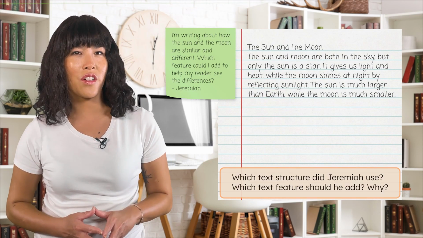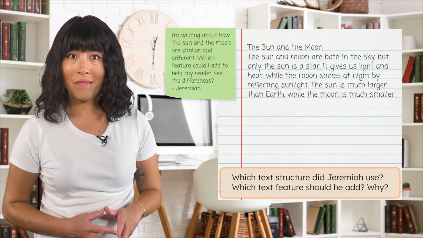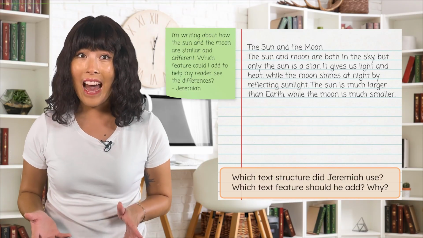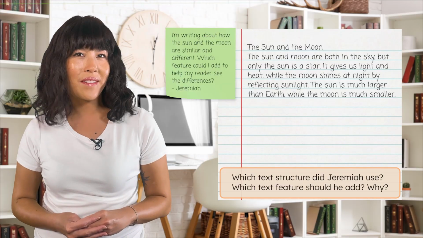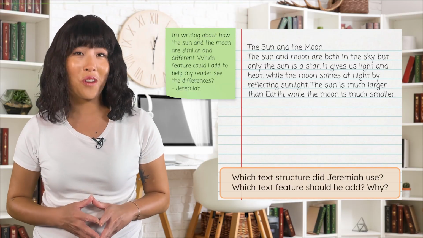Which text structure did Jeremiah use? Which text feature should he add to his writing to make the differences clear? Why? Pause the video and record your thoughts.